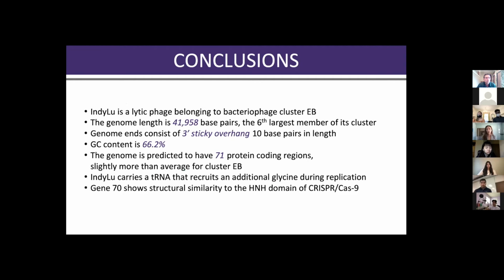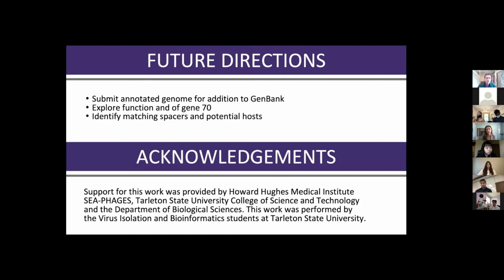In conclusion, bacteriophage IndyLu is a lytic phage with a 41,958 base pair genome, 3' sticky overhang ends, and 66.2% GC content. IndyLu carries a tRNA responsible for recruiting glycine during the replication process, and annotation identified 71 protein coding genes, including one gene with structural similarity to the H&H subunit of CRISPR-Cas9.